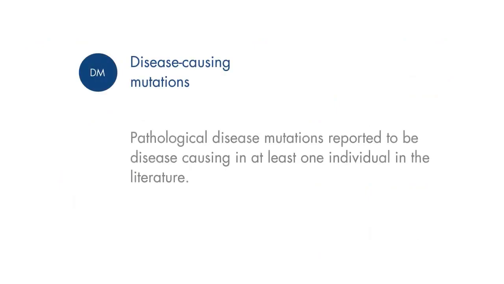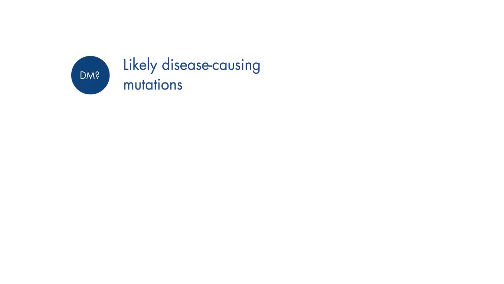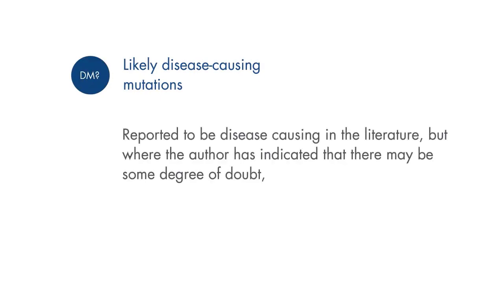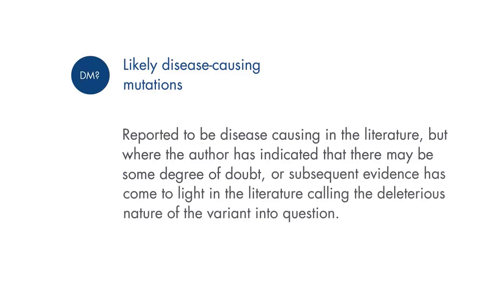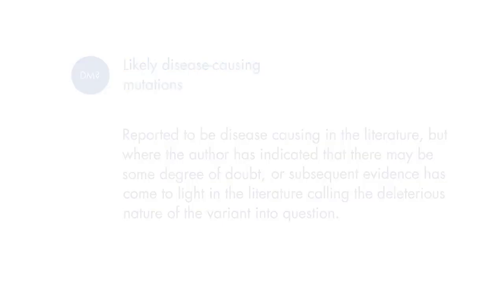The vast majority of entries in HGMD are categorized as DM, disease-causing mutations that are pathological disease mutations reported to be disease-causing in at least one individual in the literature. An entry is assigned to the less conclusive DM?, likely disease-causing mutations category when it has been reported to be disease-causing in the literature, but where the author has indicated that there may be some degree of doubt or subsequent evidence has come to light in the literature calling the deleterious nature of the variant into question.